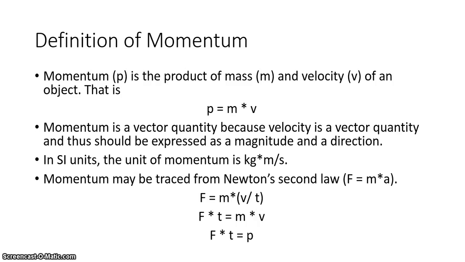Well, it may be traced back to Newton's second law, which states that F is equal to ma, which is force is equal to mass times acceleration. Now, if you recall, acceleration is equal to velocity divided by time. So the equation force is equal to mass times acceleration may be rewritten as force is equal to mass times velocity divided by time. And if we multiply both sides by time, we see that we have force times time is equal to mass times velocity. And so therefore, force times time is equal to the momentum.